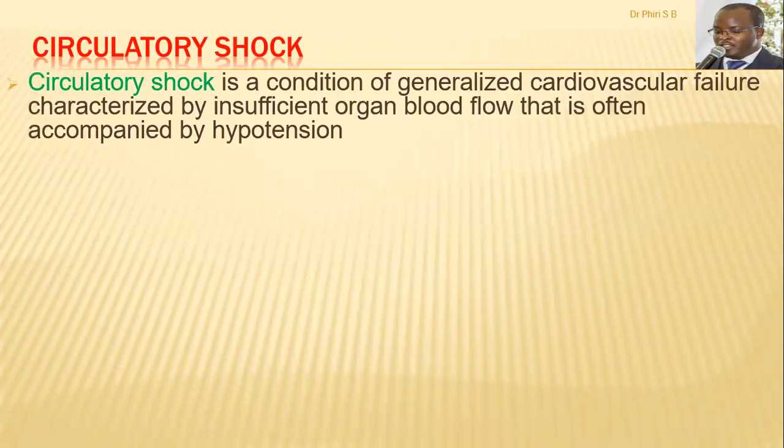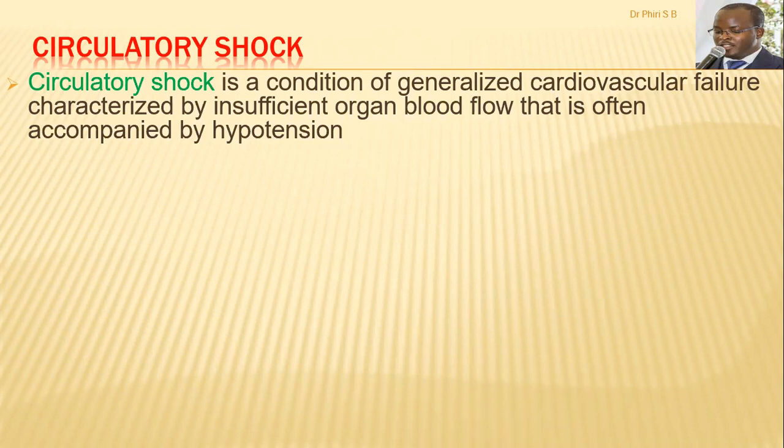So the last part of this lecture, we'll be looking at circulatory shock. Let's start. Circulatory shock is a condition of generalized cardiovascular failure characterized by insufficient organ blood flow that is often accompanied by hypotension. In simple terms, hypotension is what is going to result in circulatory shock, because you're going to have insufficient organ blood flow.